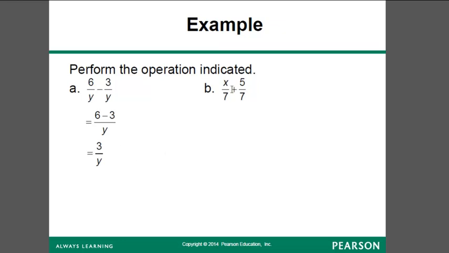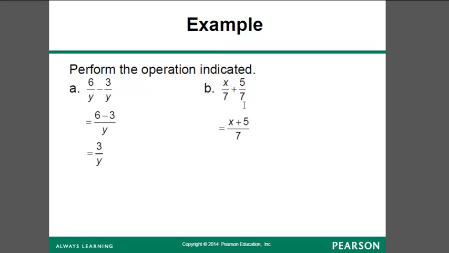Now on the other hand, I have x over 7 plus 5 over 7. Again, my denominators are the same, and so I can look at it as x plus 5 over 7. Here, on my numerators, I don't have common terms. Therefore, I cannot combine anything, and this would actually be my final answer.